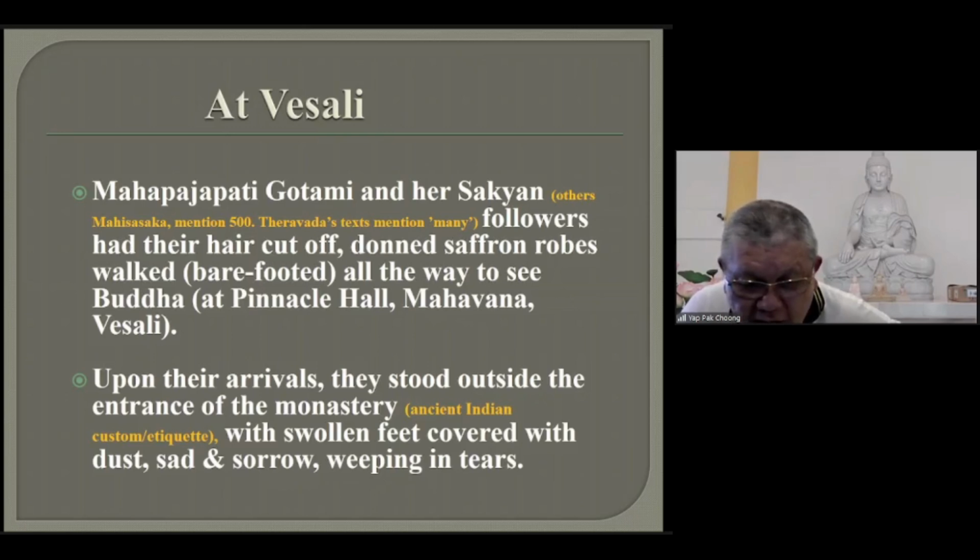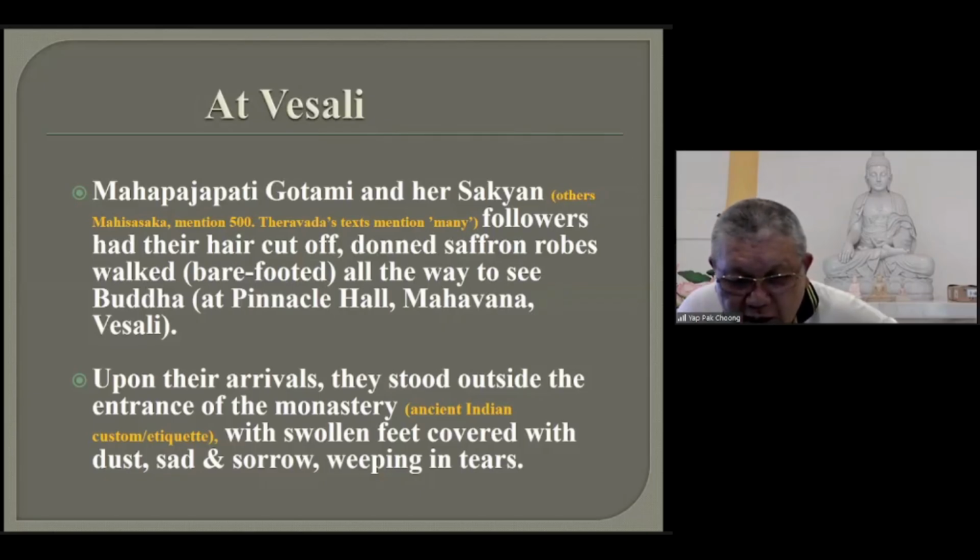Vinaya. I think, for example, in other schools, like the Mahasamghika, they mention 500. They say Mahapajapati Gotami and 500 Sakyan ladies walked all the way to Vesali. Remember, 500 is not mentioned in the Pali text, but maybe in commentary, or in other Buddhist schools like the Mahasamghika. The number is not confirmed as 500, you see.